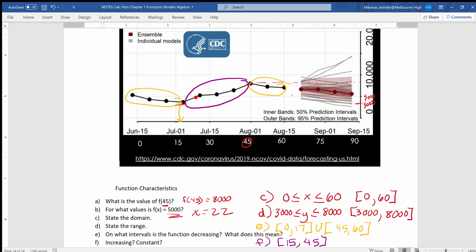And when is it constant? So constant would mean we're talking about something that is flat. If you had a function that did not increase and did not decrease, so as x increased, y remained the same. And we don't have any intervals like that in here, so we're going to say none. It's never constant. All right, so let me slide down a little bit.